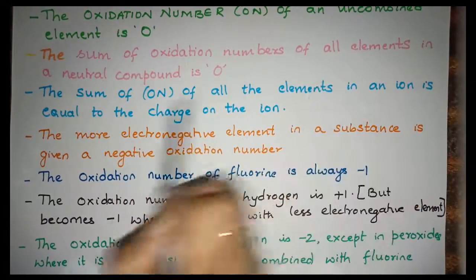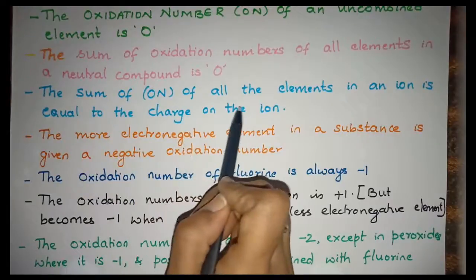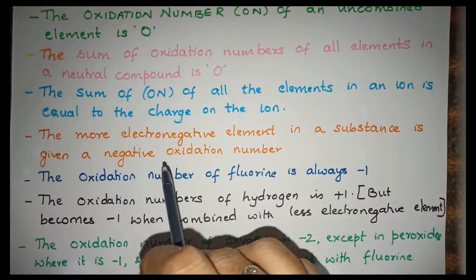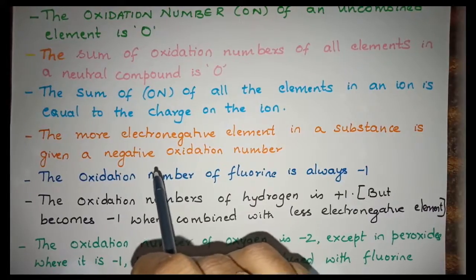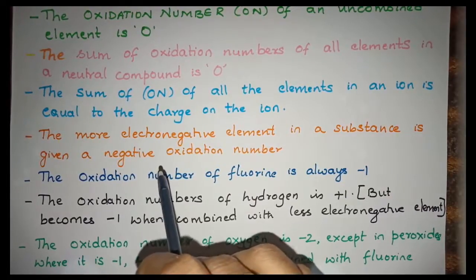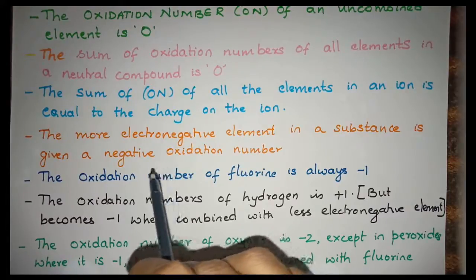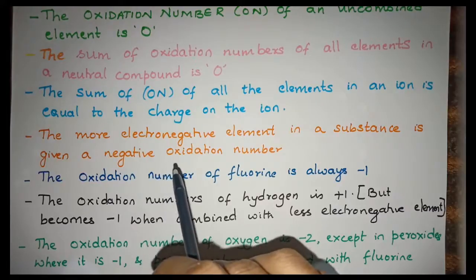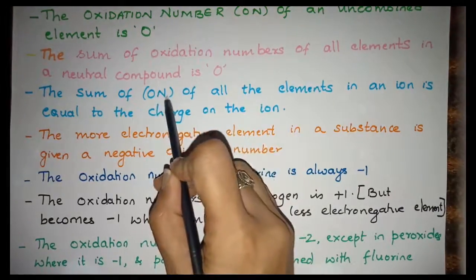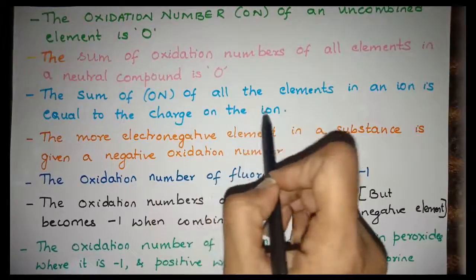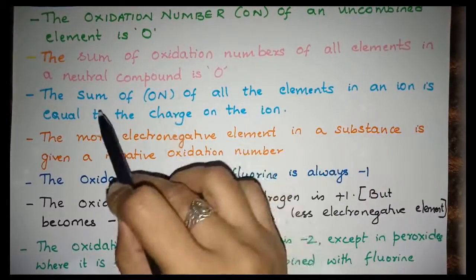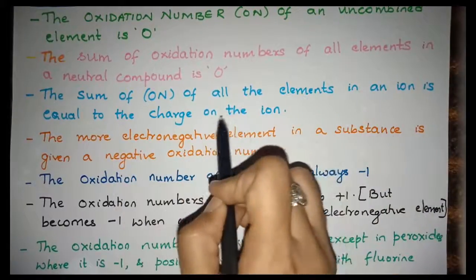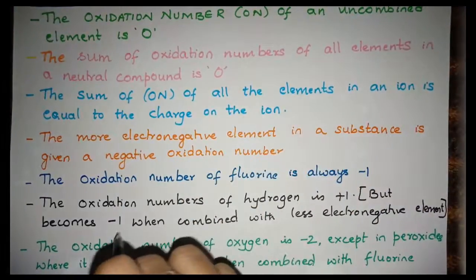Now let us go to the next rule, which is the sum of oxidation numbers of all the elements in an ion is equal to the charge on the ion. Let me say I am talking about hydronium ion, which is H3O+. Now in H3O+, we know that it is positively charged, right? So if I add the oxidation numbers of 3 hydrogens and 1 oxygen, it will be +1. That is what it says. The sum of oxidation numbers of all the elements in an ion is equal to the charge on the ion.